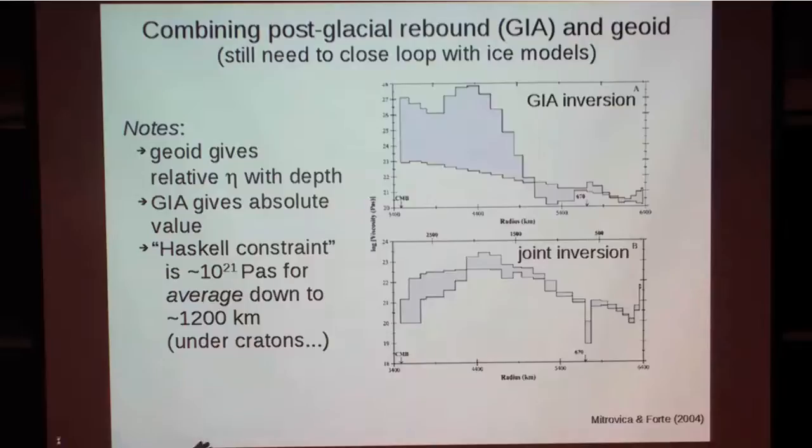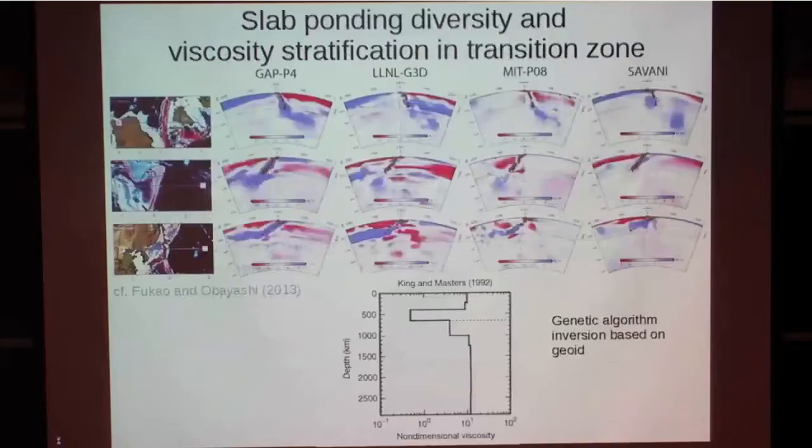What is interesting, what Alex Forte pointed out to me in a CIDER-sponsored workshop not that long ago, is that the ice models that go into the GIA computations are still computed with different viscosity structures than the ones that are inherent here. So there's an opportunity to further close the loop, which is intriguing. All right, let's go back and let's briefly touch on some of the implications of these viscosity structures.